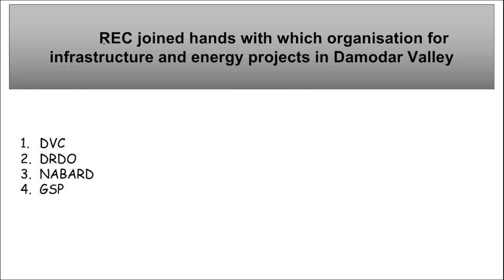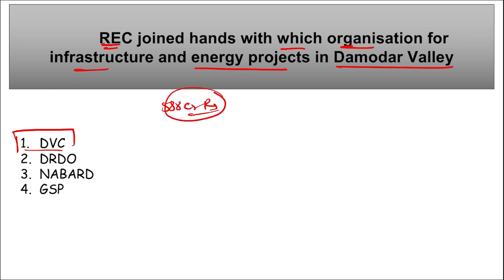Next, REC, that is Rural Electrification Corporation. They have joined hands with which organization for infrastructure and energy projects in Damodar Valley? So it is your DVC. REC has recently signed agreements worth 588 crore rupees with Damodar Valley Corporation, that is DVC, and it is to strengthen the infrastructure and energy projects in the Damodar Valley region.